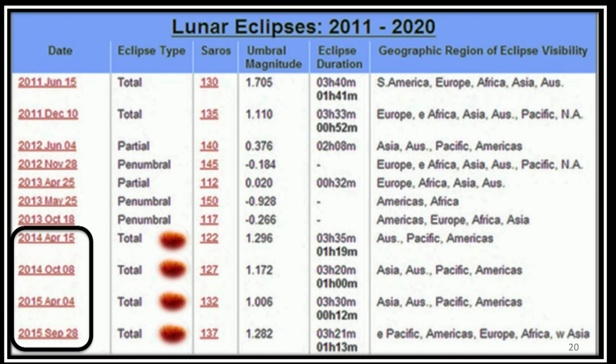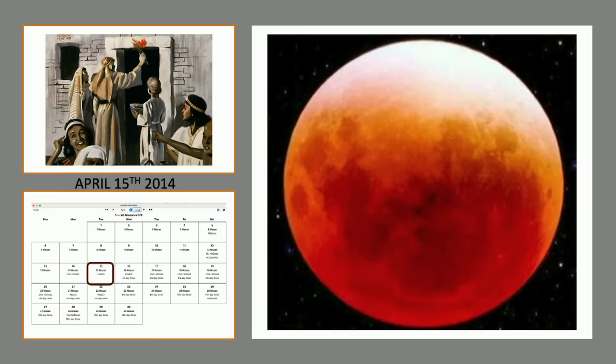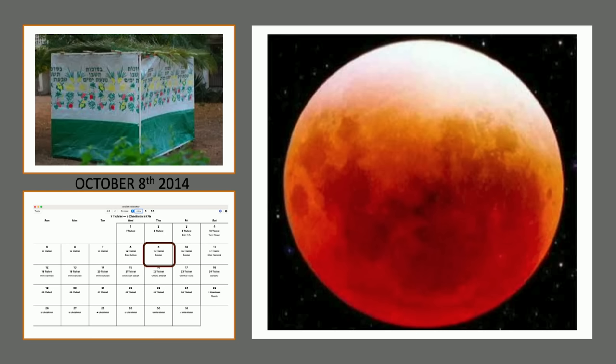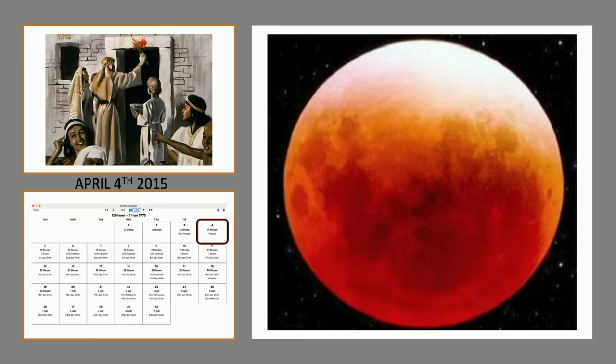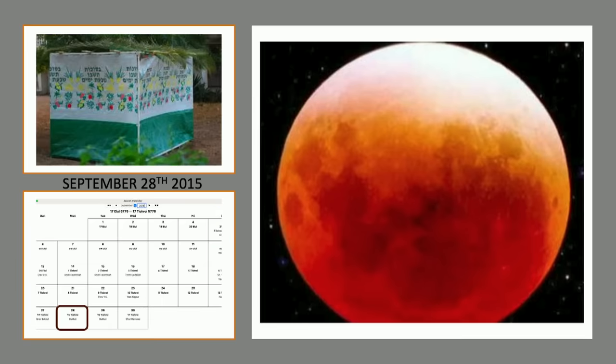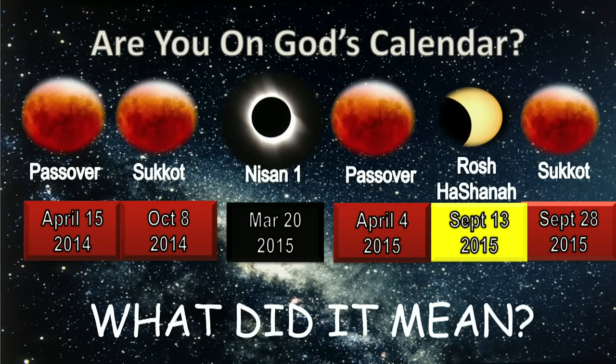Now, what is the first thing you should ask yourself? Where do these fall on the biblical calendar? God doesn't use the Gregorian calendar. So I looked. Oh my goodness. On April 15th, it fell on Passover. Oh my gosh. The next one fell on Sukkot. And the next one fell on Passover. And the next one fell on Sukkot. Okay, now wait a minute. If God's the one who controls all the eclipses, and the average is one every year and a half, and I get four in a year and a half, and they're all in a row, and they fall on the holidays.